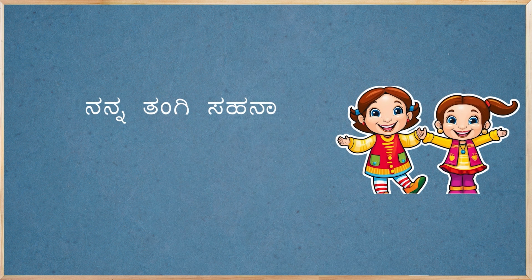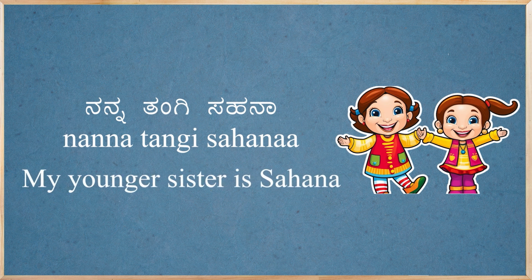Younger sister, Tangi. Tangi in Kannada means younger sister in English. This term is used to identify the relationship, and Tangi is also used to address a younger sister. For example, Nanna Tangi Sahana. Nanna Tangi Sahana means my younger sister is Sahana. Younger sisters are generally associated with affection, care, and a sense of responsibility from elder siblings.